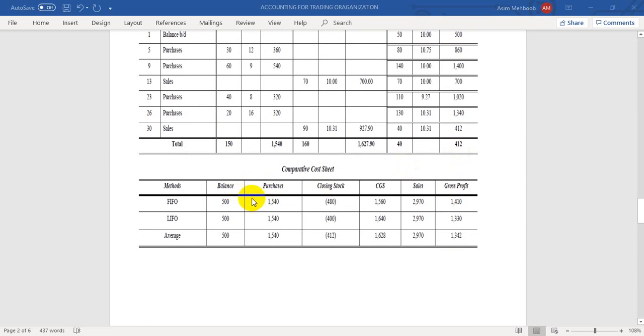Now you can see closing stock or ending inventory is 480 in FIFO, 400 in LIFO, and 412 in the moving average method. Balance will remain the same, purchase remains the same. You can see 1514. Cost of goods sold also changes. You can see the cost of goods sold here is 1627, rounded off to 1628.